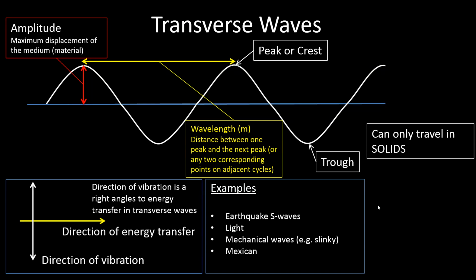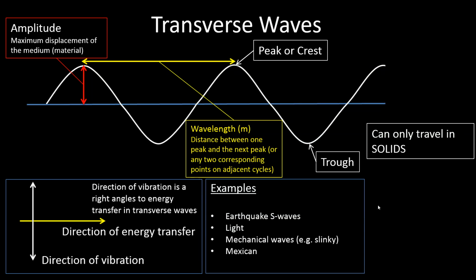And examples of transverse waves, the most important for the P1 module is the earthquake S waves. The secondary waves for an earthquake are transverse. And you can obviously produce one of these on a slinky, and I guess a Mexican wave would be an example as well. Light waves are also transverse, but of course the difference there is that there's not a physical medium that the light waves are travelling through. There's no substance that is vibrating. The light waves actually travel through something called the electromagnetic field.